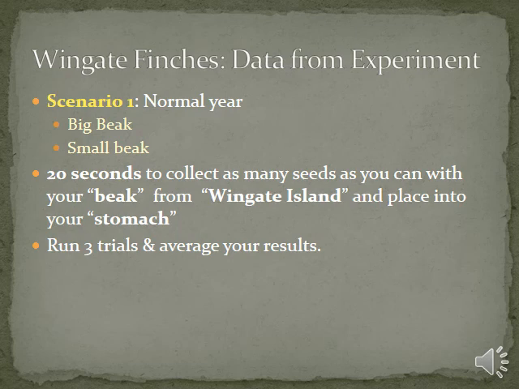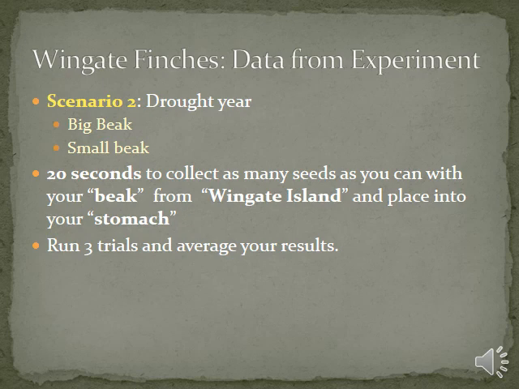The worksheet will ask you to go through the data from the experiment for the different scenarios, scenario one and scenario two, the normal years and drought years. Just a little bit of background on how we actually generated this data, which the lab talks about. Essentially we set up a scenario where you had 20 seconds to collect as many seeds as you could into your beak from Wingate Island and place them in the stomach. We ran this for 3 trials and averaged the results. We also did the same for a drought year, using both large and small beak birds. That's the actual data for the second part of the worksheet. So that's a little background for how we conducted the experiment, recreating what could occur during the Grant study.